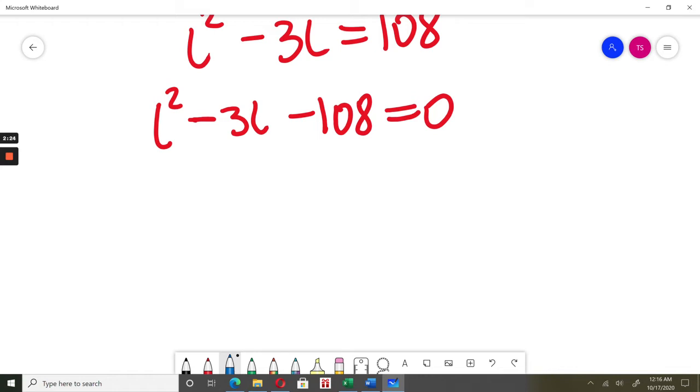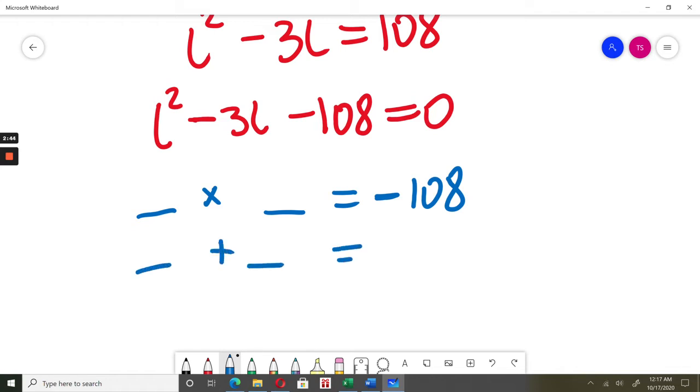So quickly, I'm looking for two numbers. When I multiply them, I get C, so minus 108, or AC when A is not 1, but here A is 1, for L squared. So two numbers that multiply to minus 108, and I'm looking for the same two numbers which will make B. B is negative 3 because we have negative 3L. Okay, I'm looking for two numbers. When I multiply them it is negative 108. When I add them it is minus 3.